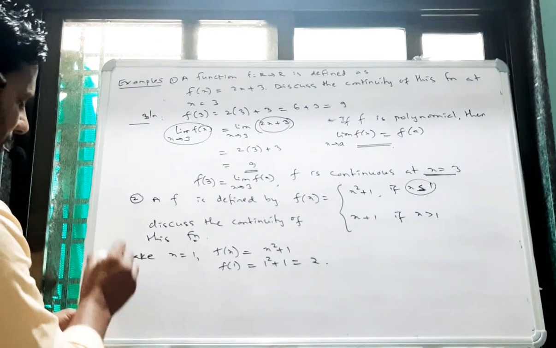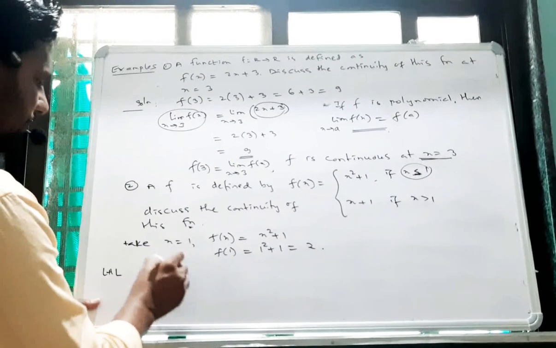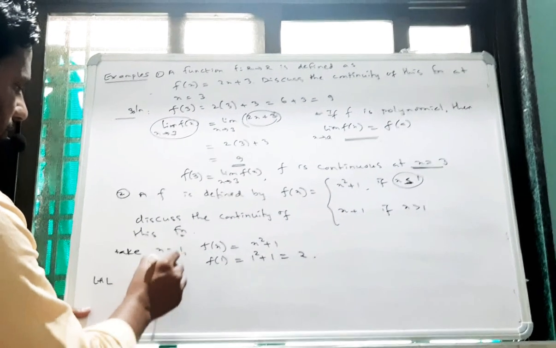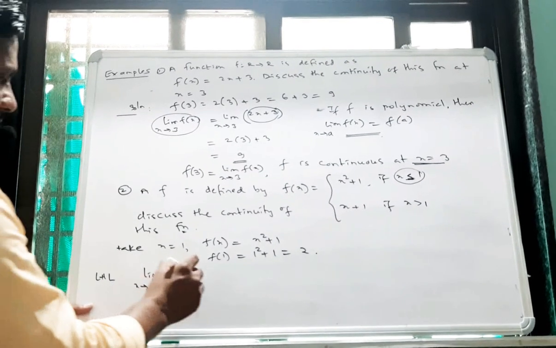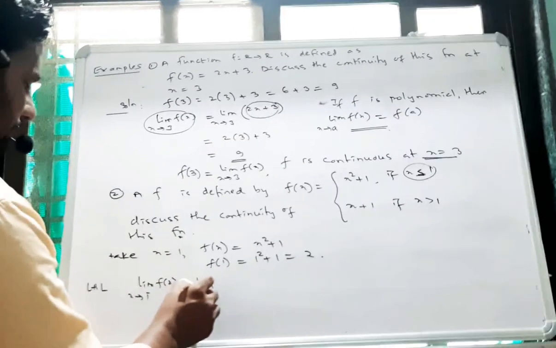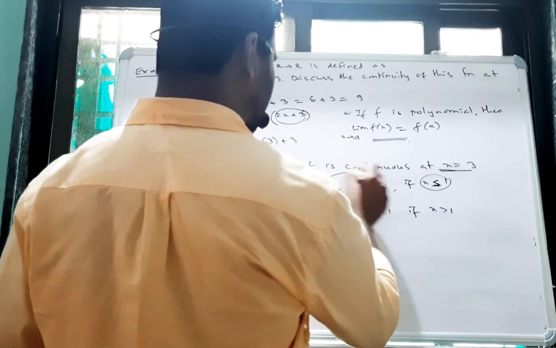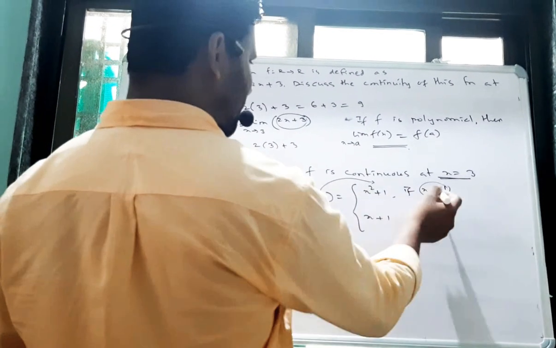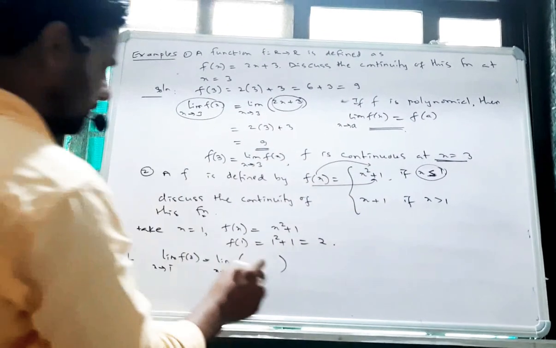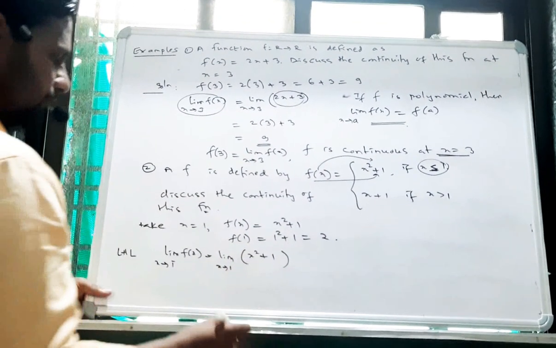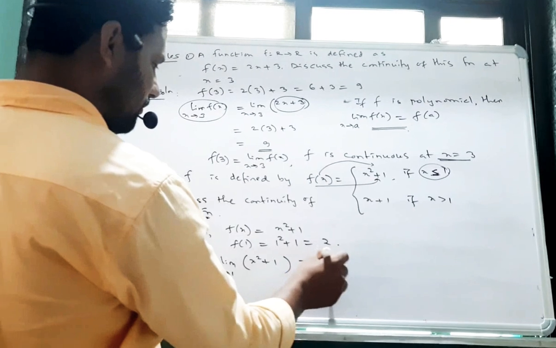First I will find the left hand limit. The left hand limit is defined as the limit of the function f of x when x tends to 1 minus, means x is slightly less than 1. If x is less than 1, here f of x is defined as x square plus 1. So again it is a polynomial, so put x equal to 1. So 1 square plus 1, which is equal to 2.